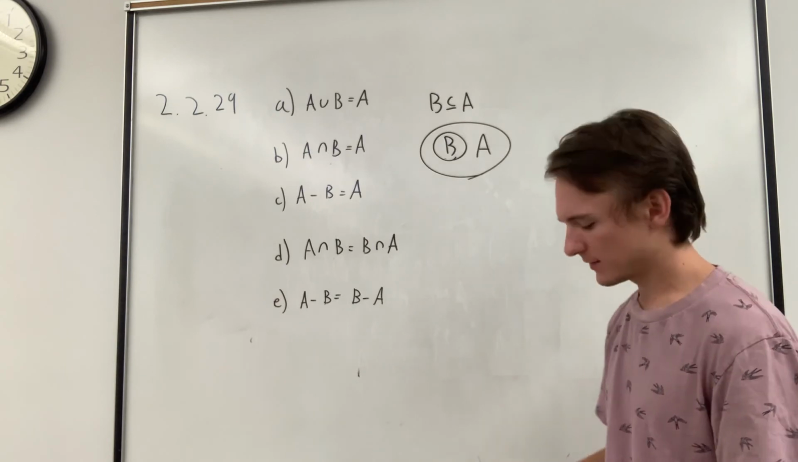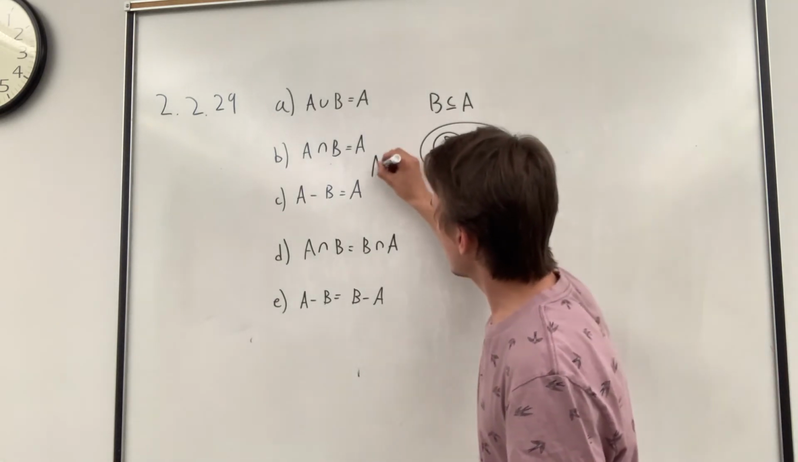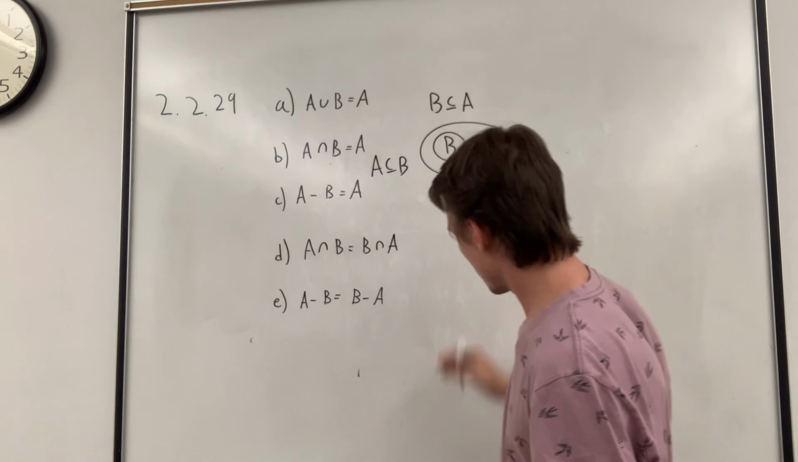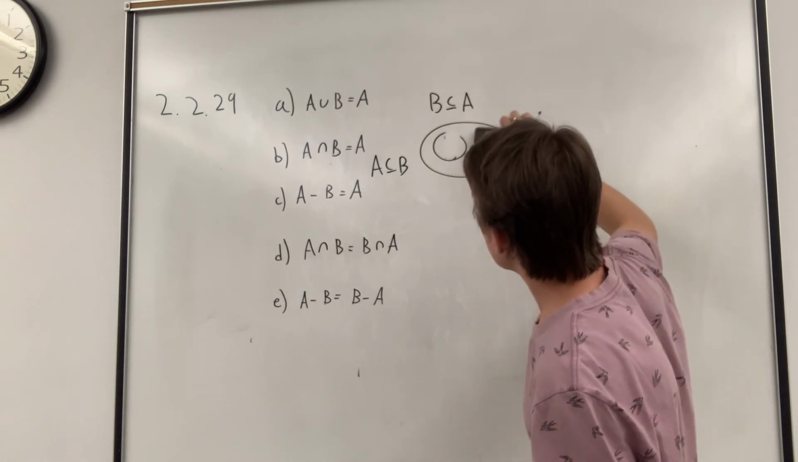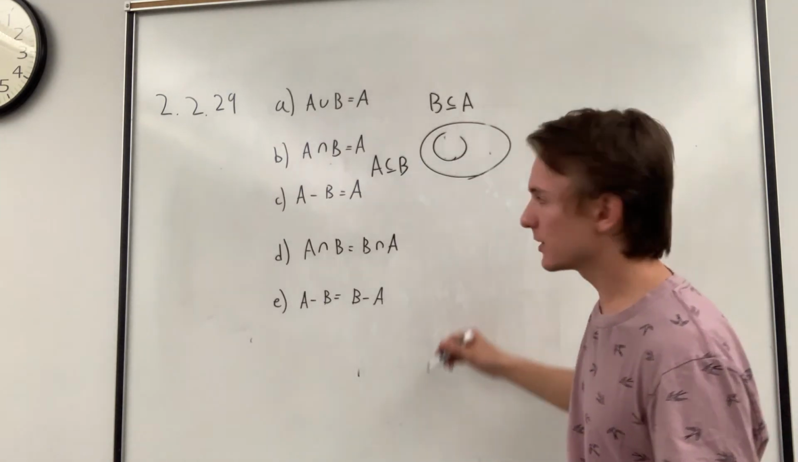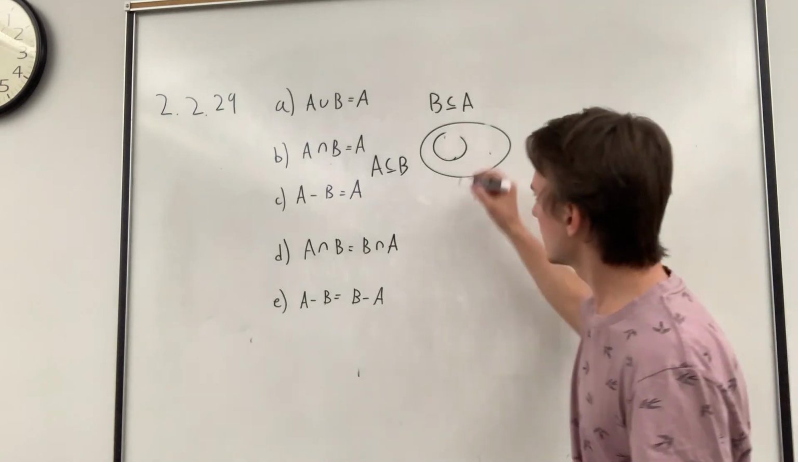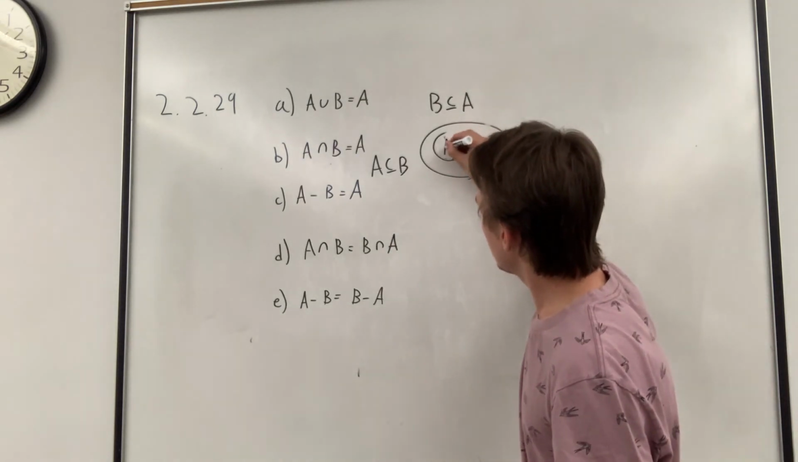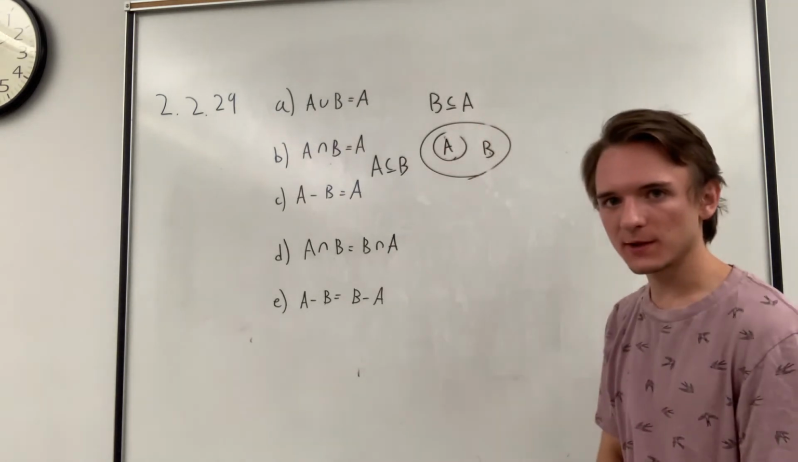Part B, A intersection B is equal to A. Well, this is the opposite. We would say that A is a subset of B. A is a smaller subset, contains fewer elements, but has the same elements still as B, the larger set B.